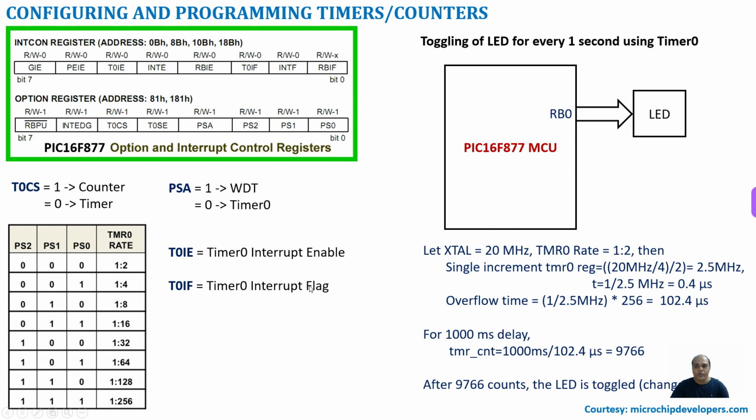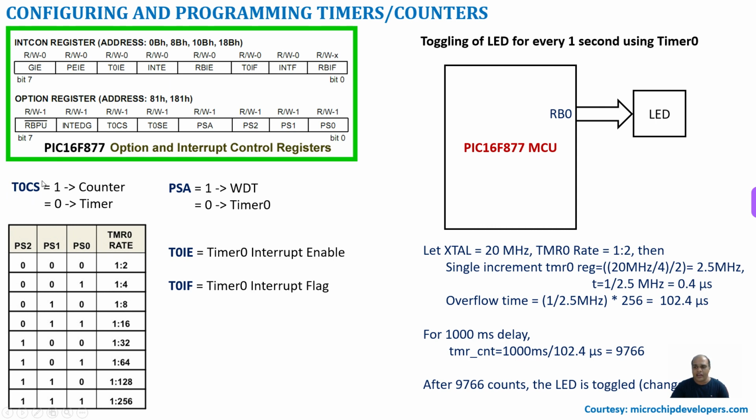So we need to do configuration of this timer module, then only we can use it in our application. For that we have two important registers. One is Intcon Register and another one is Option Register. First let me talk about this Option Register. So in this Option Register, I have a bit called T0CS. So this T0CS is a timer 0 clock source.